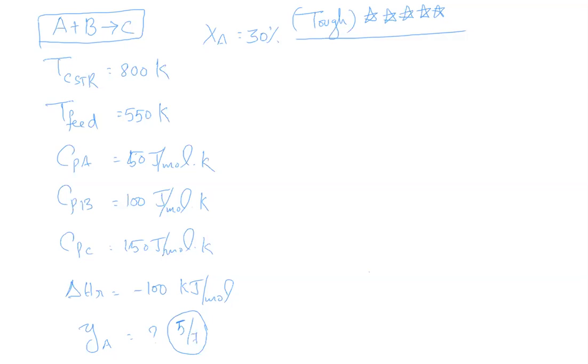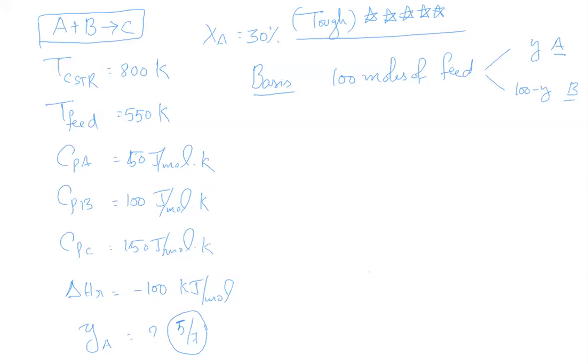Let's start solving together. So how do you take the basis? 100 moles of feed. Out of that, Y is, let's say, A, and 100 minus Y is, let's say, B. Clear?